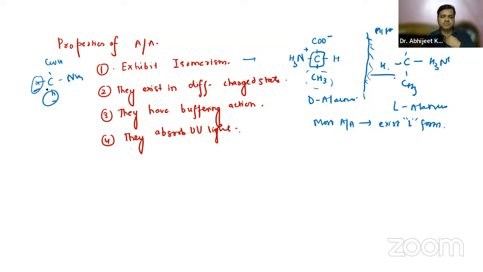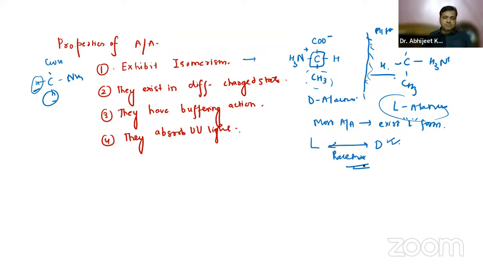So yes, most of the enzymes in our body actually act on these L amino acids, right? L amino acid is converted into D amino acid by an enzyme called racemase. Okay. And that is something you have to remember.